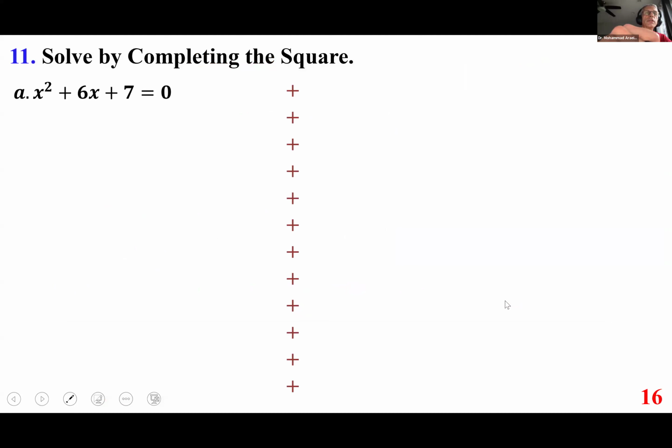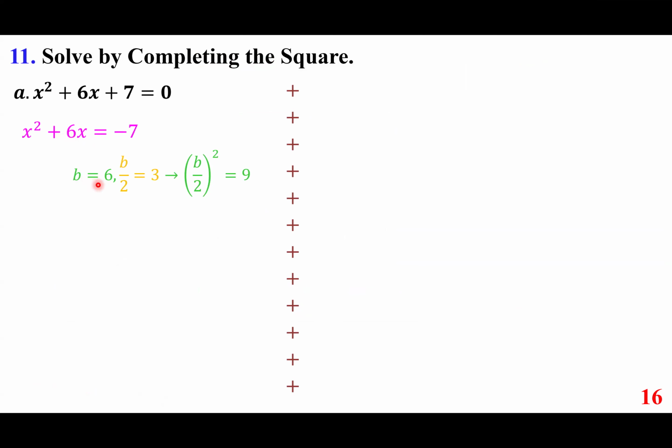Let's solve by completing the square. Right here, x squared plus 6x plus 7 equal to 0. The very first step is to move the 7. The next one here is b. Divided by 2, you get 3. Squared, you get 9. So b is the number 6, divided by 2 is 3, squared is 9. Add 9 to both sides.